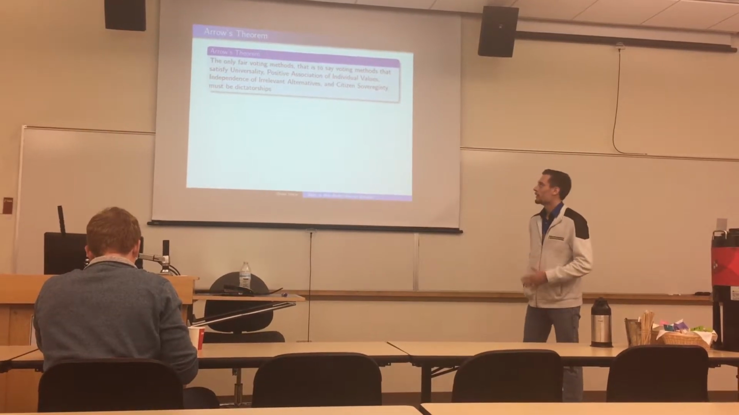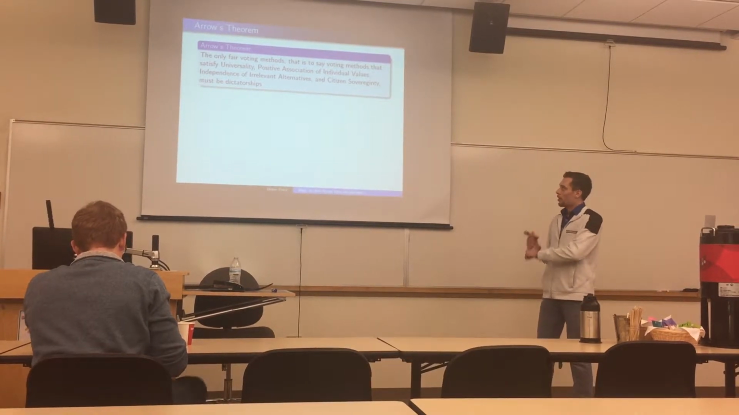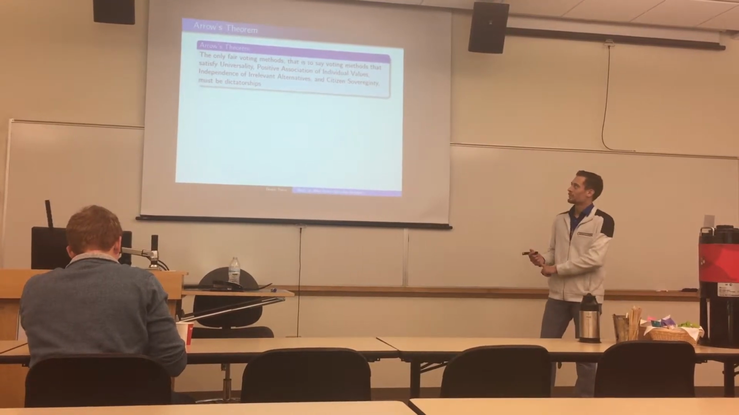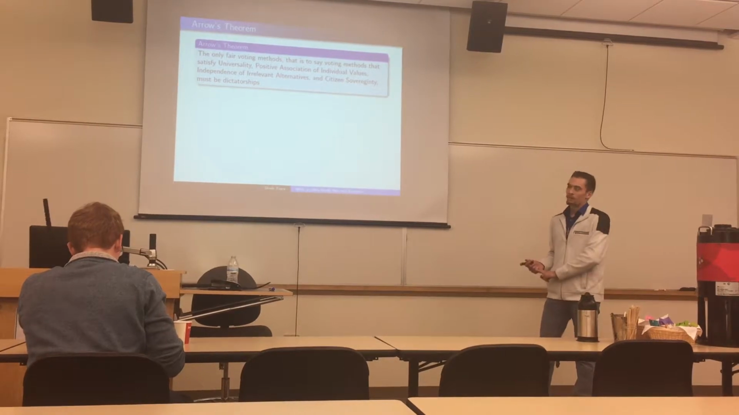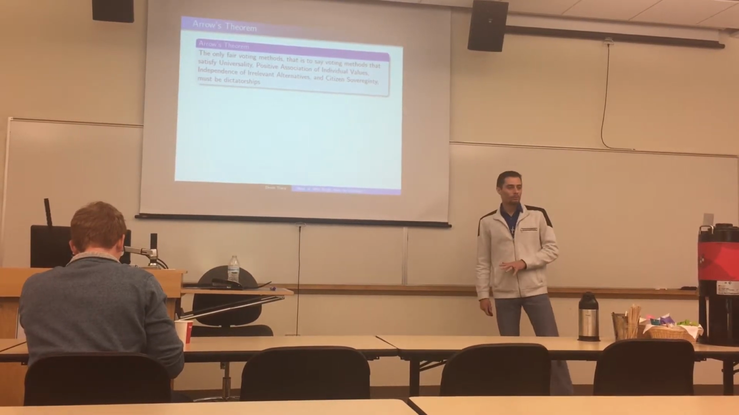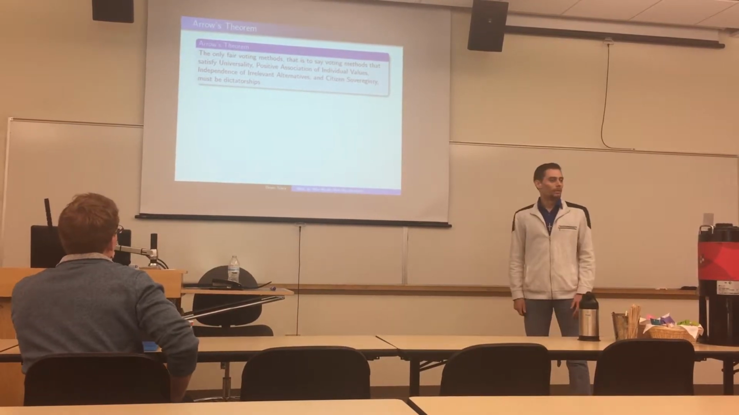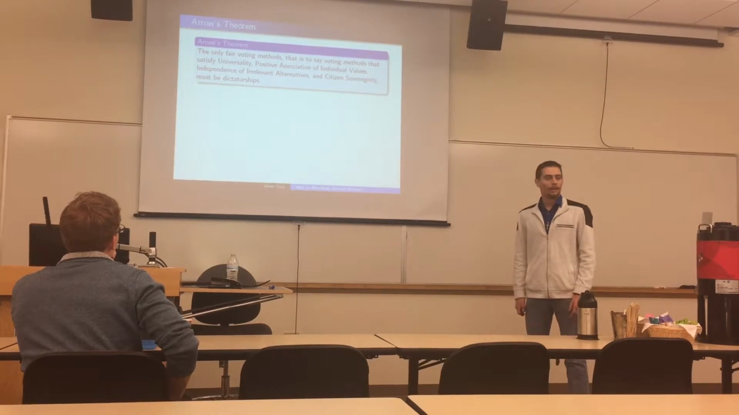Actually, what he did was he said the only fair voting systems, and that is voting systems that satisfy all of universality, positive association of individual values, independence of irrelevant alternatives, and citizen sovereignty. Anything that satisfies all of these properties is a dictatorship. So we should probably define these, right? Instead of a lot of words that mean nothing.